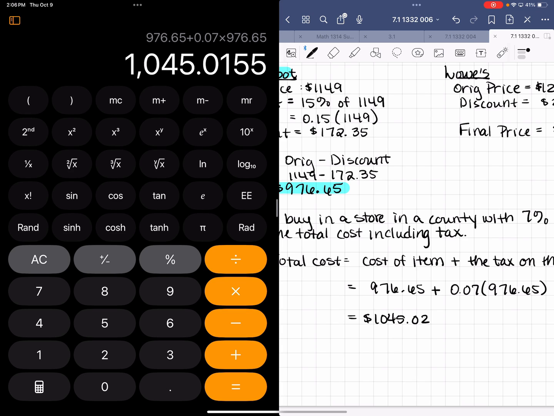$1,045.02. We won't get into how they charge you for gas, and they would have counted that half a penny over there. We won't even talk about that. Okay.